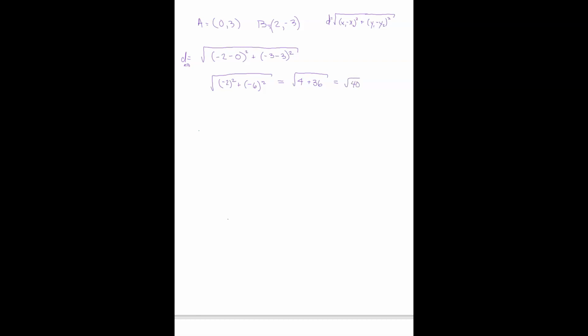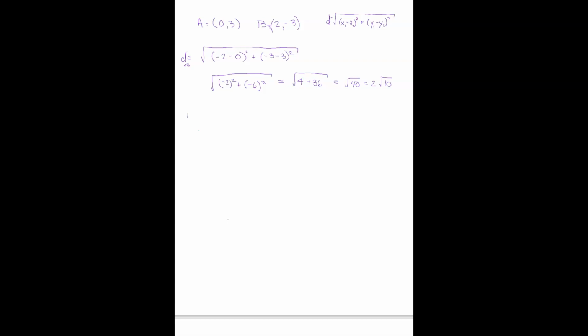Now I'm going to point out the fact that I have a 4 that I can pull out of there. The square root of 4 is going to give me a 2. So I'm going to wind up with a 2 square root 10. I can't do anything with that 10. I've got a 2 and a 5. There's no squares in there that I can deal with. So A to B, my length on that is going to be 2 square root 10.